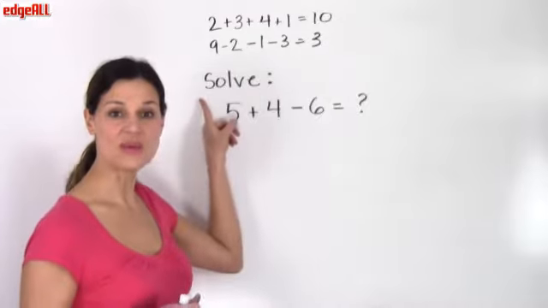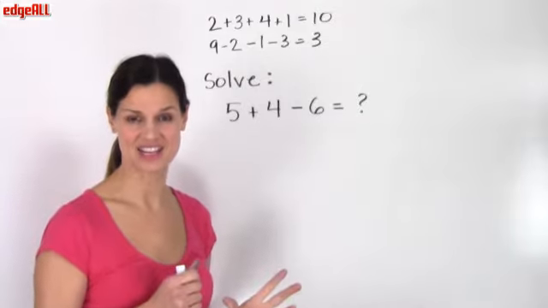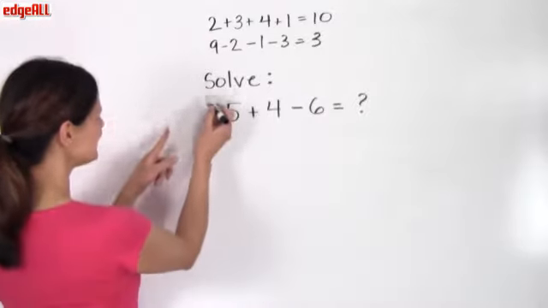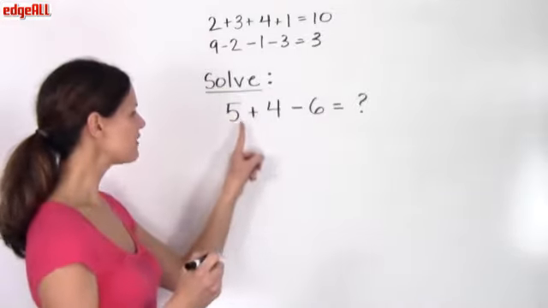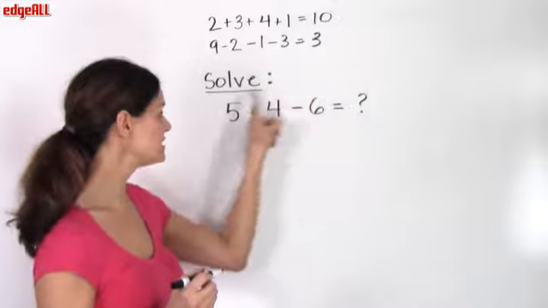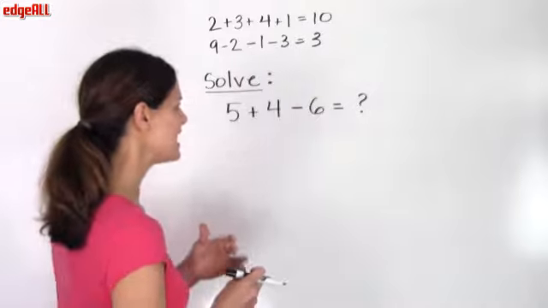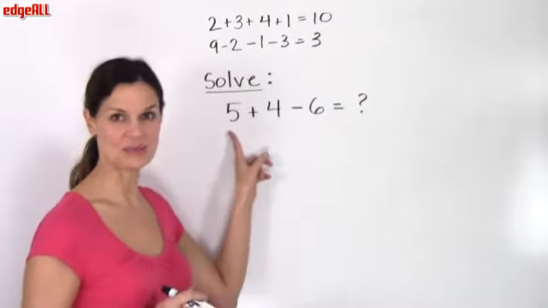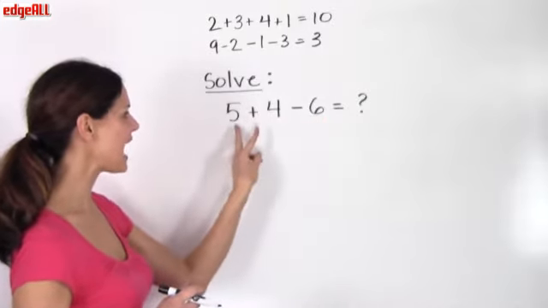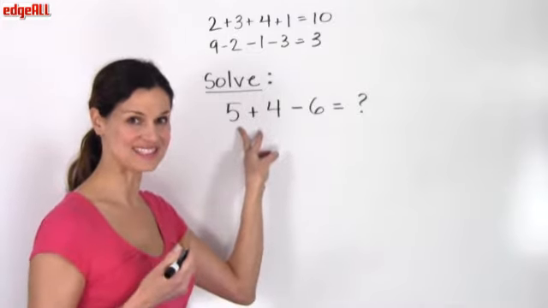But what about when we have a problem where both addition and subtraction appear together? So we have a problem that looks like this. It tells us to solve 5 plus 4 minus 6. And so in the same problem, we have both addition and subtraction. So the first thing that we do in a problem like this, 5 plus 4 minus 6, is that we add the first two numbers together on the leftmost side.